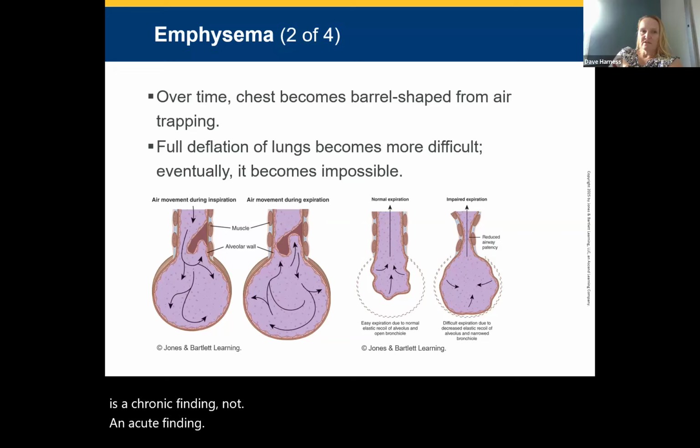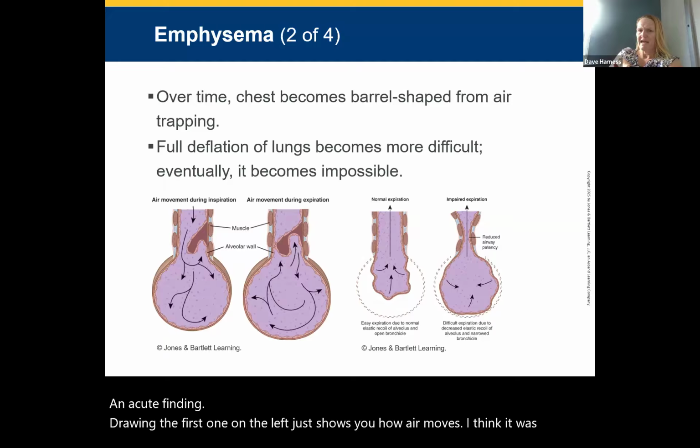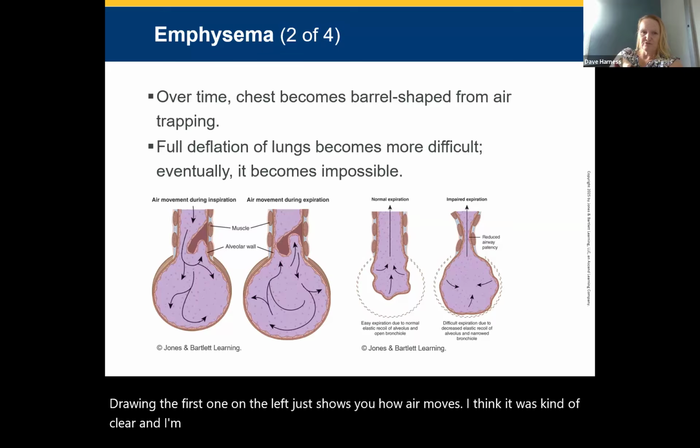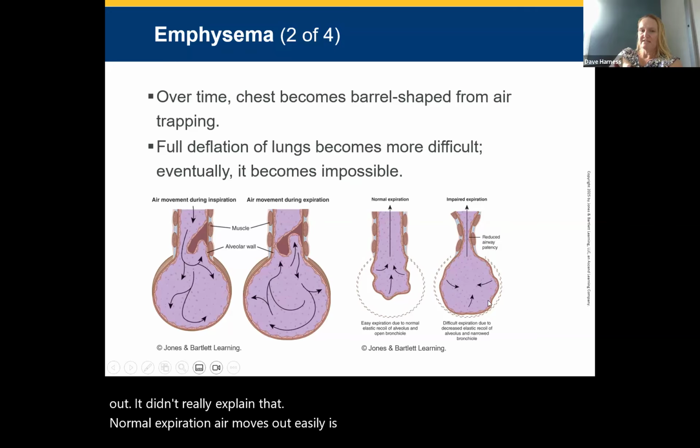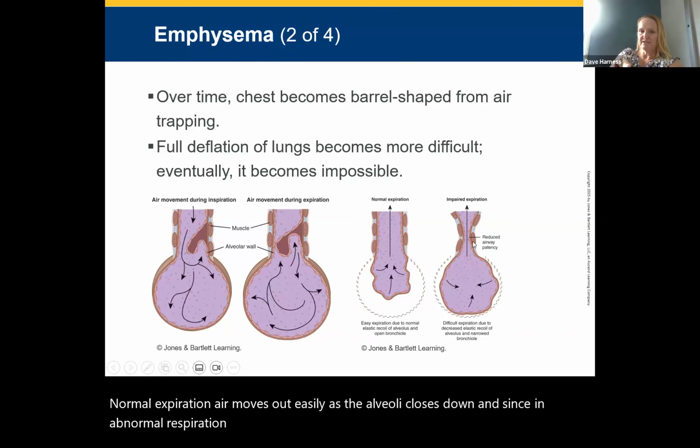This drawing, the first one on the left, just shows you how air moves. I think it was kind of clear. And I'm not sure what that little protrusion is, right there where that's sticking out. It didn't really explain that. Normal expiration, air moves out easily as the alveoli closes down. And in abnormal respiration air gets trapped. These little rings are muscle rings and they constrict. Now the air can't all get back out.